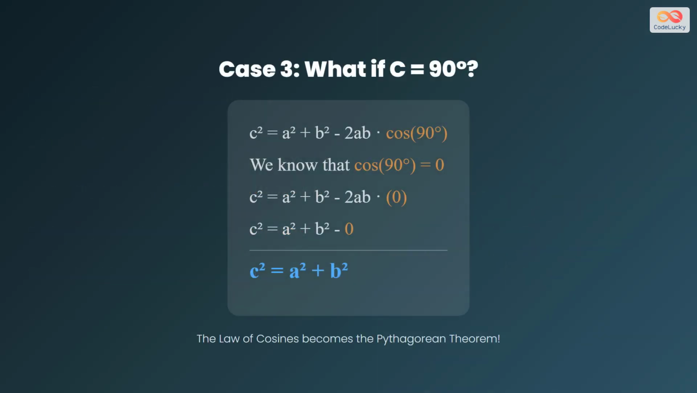And finally, the magic moment. What if angle C is exactly 90 degrees? Well, the cosine of 90 is 0. That means the entire adjustment term becomes 0. The formula simplifies right back down to c squared equals a squared plus b squared. The law of cosines is truly the general parent of the Pythagorean theorem.